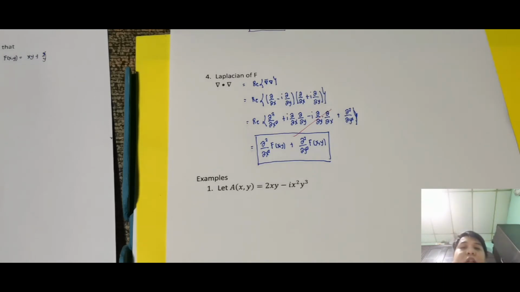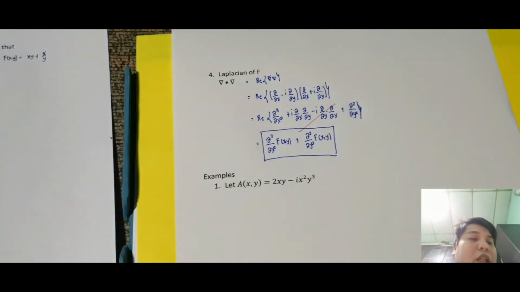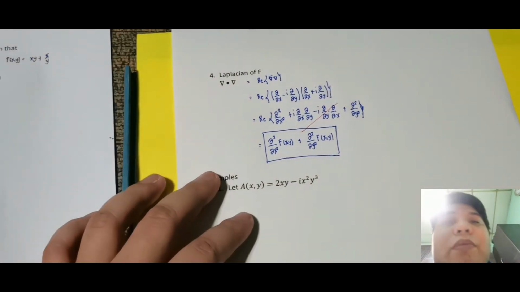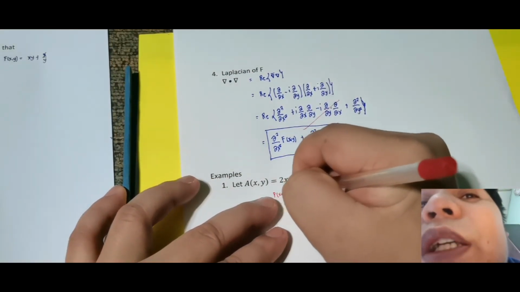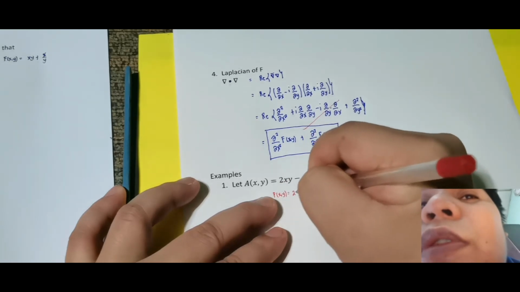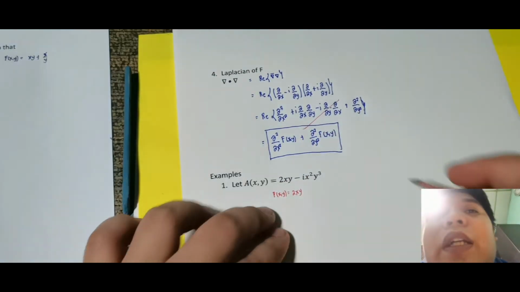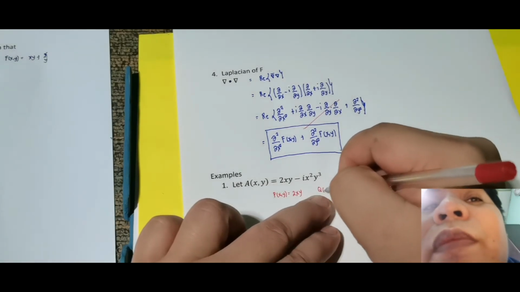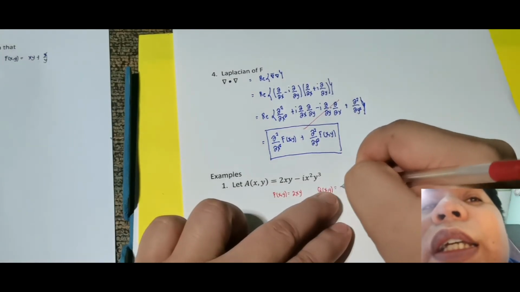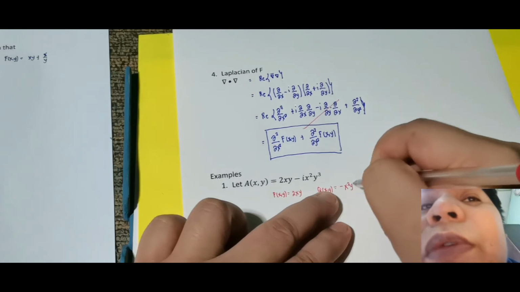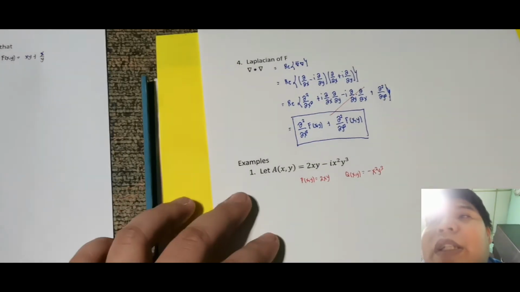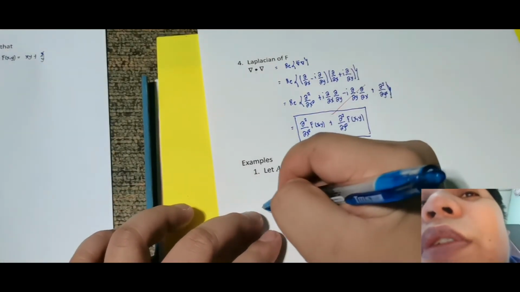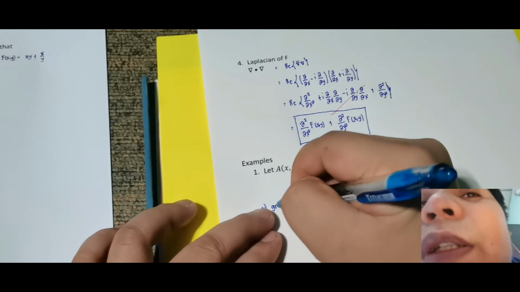So, first, of course, let's take its gradient. So, what is the gradient of a? By the way, before we take the gradient, first isolate the values. So here, p of x comma y is equal to 2xy. Next, q of x comma y is equal to negative x squared y cubed. Remember, because that one has a negative. So now, which do we take first? Let's take first the gradient of a.